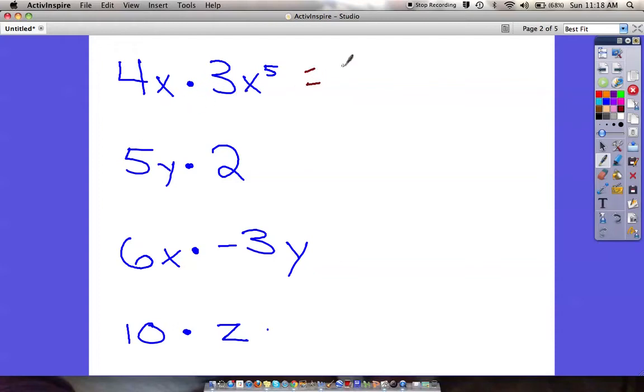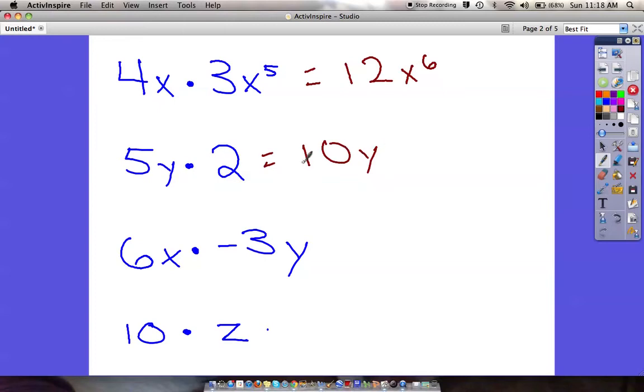So 4 times 3 is 12. So now I have x times 5x, and we already talked about if I expanded that out, I'd have x times x times x times x times x times another x, which would be x to the sixth power. If I come down here, 5y times 2 is just going to be 10y.